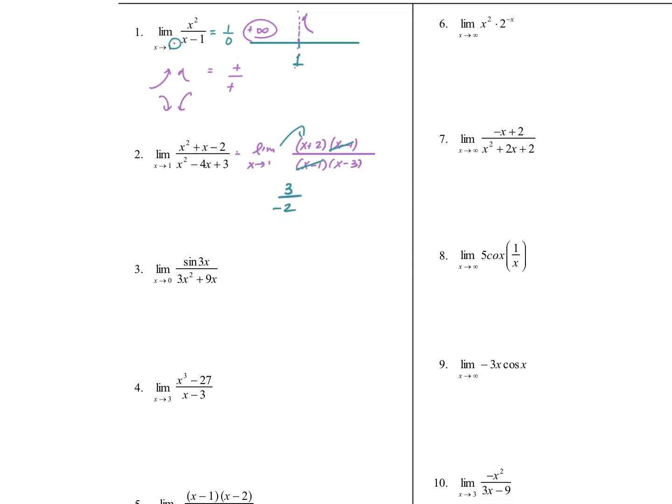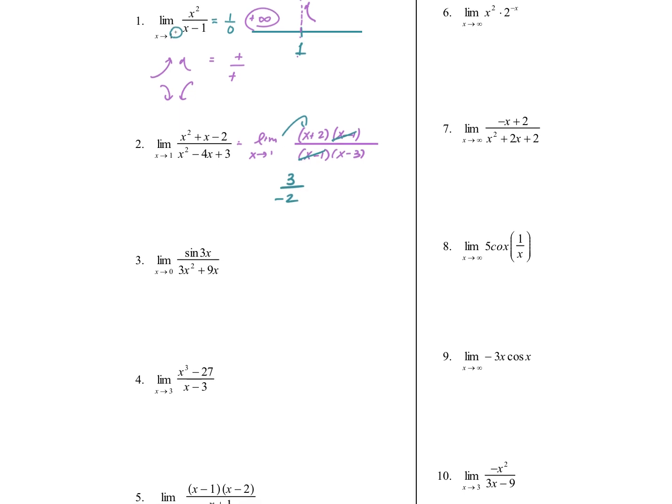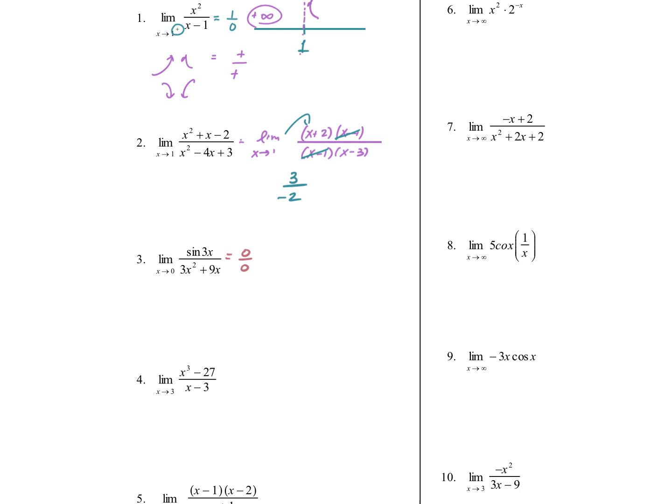All right, for number 3, I'm just going to go ahead and plug in. When you plug in, you get 0 over 0. 0 over 0 means there's probably going to be a limit. This is not a vertical asymptote. A vertical asymptote is only when you have something over 0. So we just factor it. Is it a trig? Whatever.